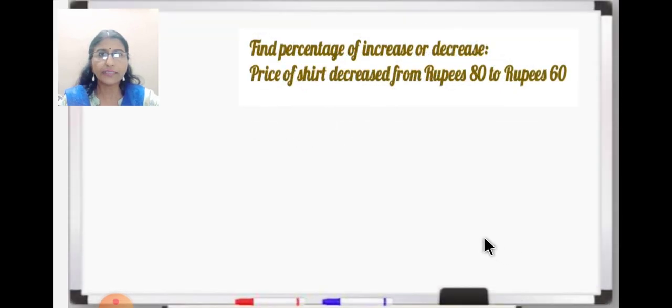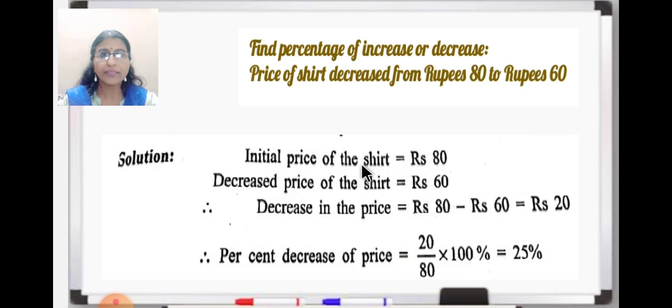Now next question, find percentage of increase or decrease. The question is: the price of a shirt decreased from rupees 80 to rupees 60. So here the price of the shirt has decreased from 80 to 60. That means we have to find the percentage decrease. So let us see how to find it. See, this is the way.